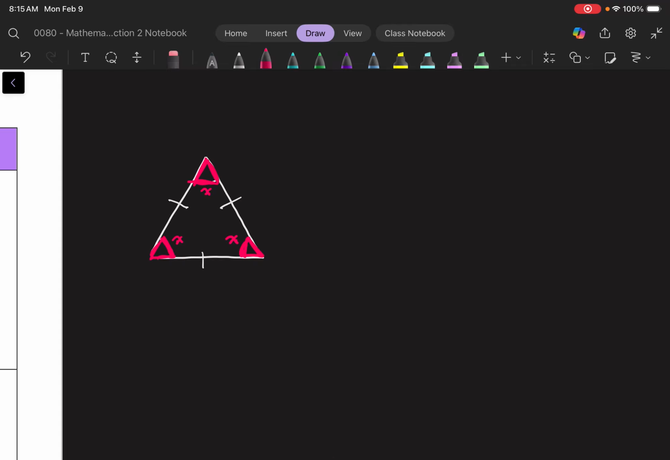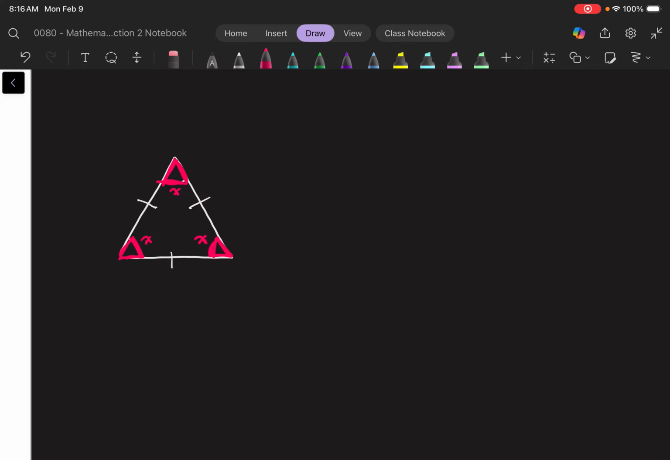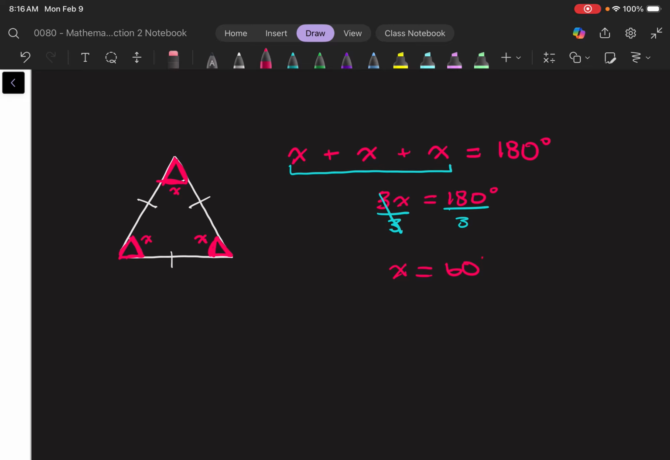Now, I also know that the angles in a triangle will always add to give me 180 degrees. So my first angle that measures x, plus my second angle that also measures x, plus my third angle that also measures x, will add to give me 180 degrees. Now, if I'm solving this, my first step is to simplify the left-hand side. So instead of x plus x plus x, I'm going to write 3x. And then I'm going to divide both sides by 3 to get x alone. And I end up with x is equal to 60 degrees.